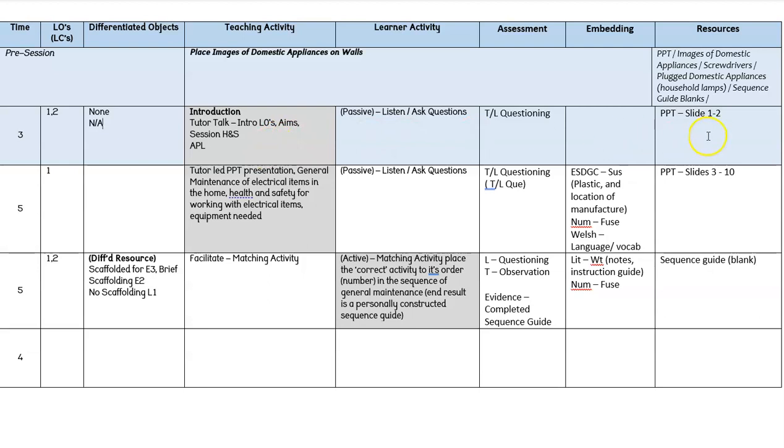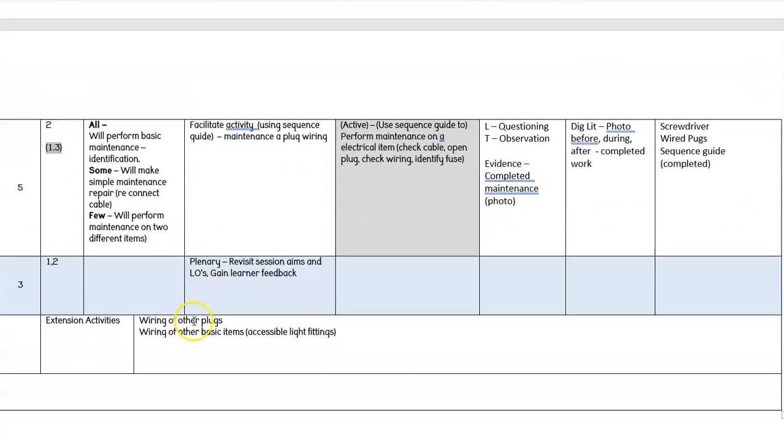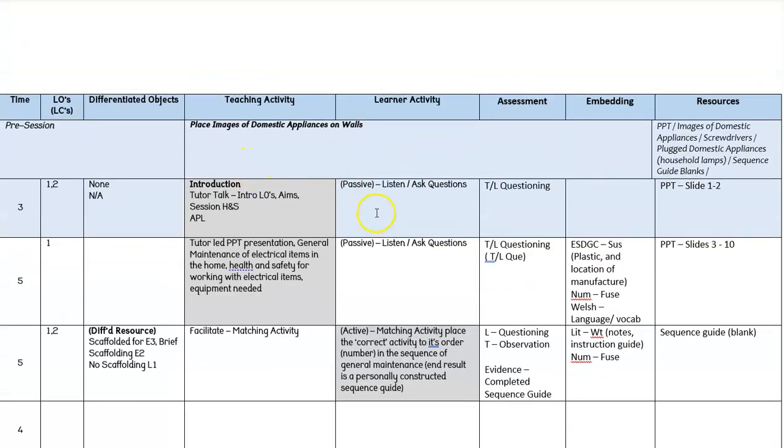Okay, now then I tend to do a highlighted section for introduction. I also do one for plenary. You don't have to do this, but it's a really good habit to get into until you're really confident. So with the introduction, it's the introduction to the session.